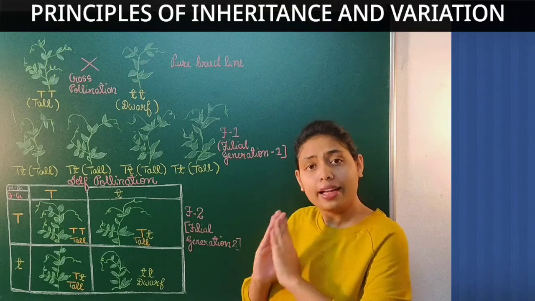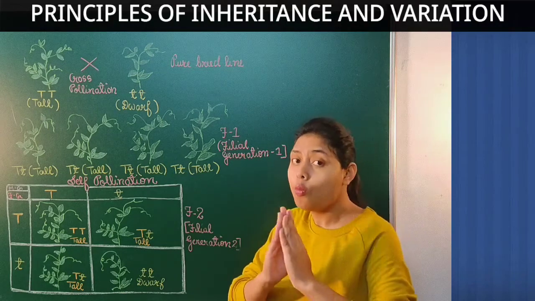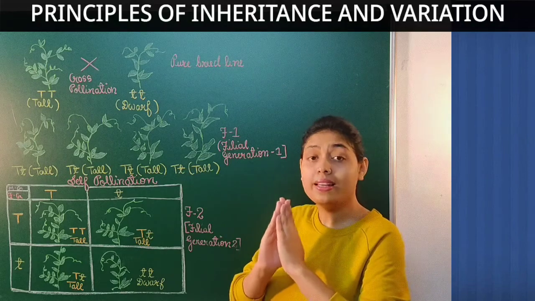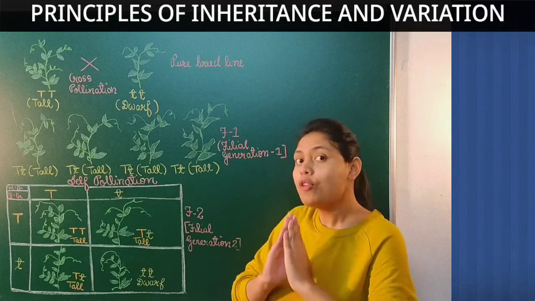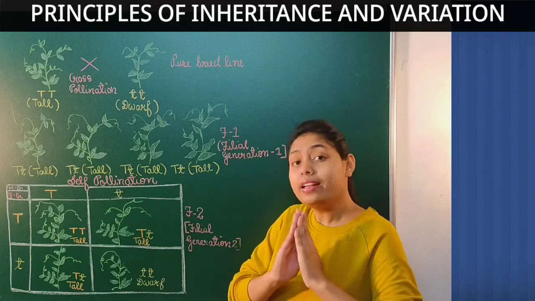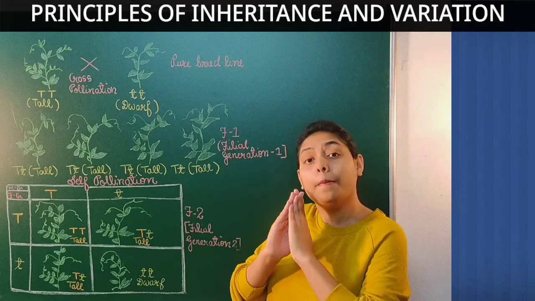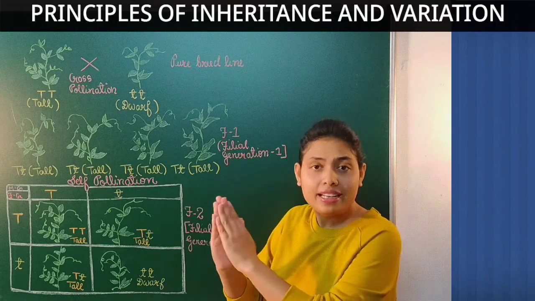What is the reason behind it? That the parents have homozygous alleles? The reason is self-pollination. Just now we have studied that Mendel chose P plants from a pure breed line.